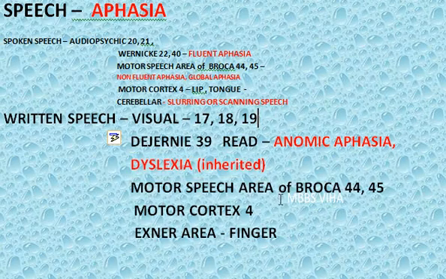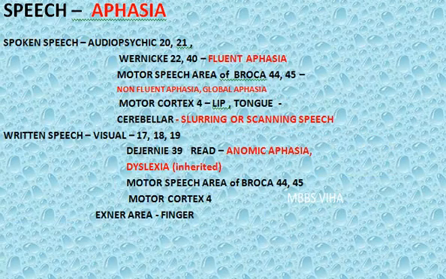I hope you understood. Let's revise. So look at the disorders of speech. They are called aphasia. Okay. So in spoken speech, you have the following disorders. You have fluent aphasia. Then you have non-fluent aphasia. Then you have global aphasia where Wernicke's area and Broca's area are affected.